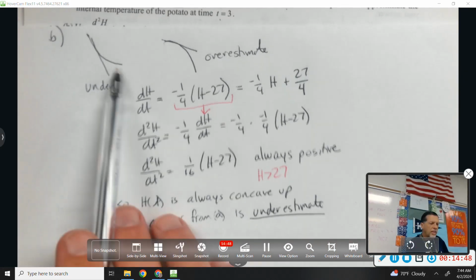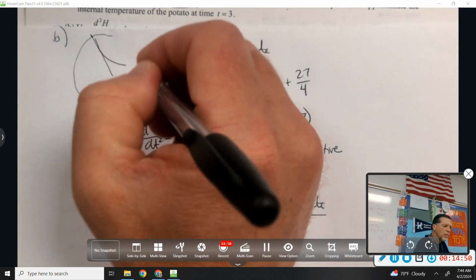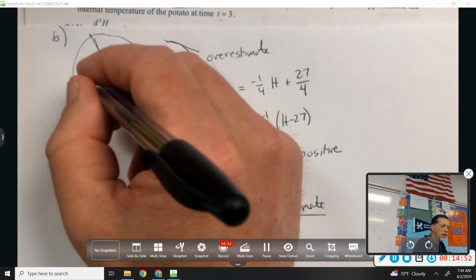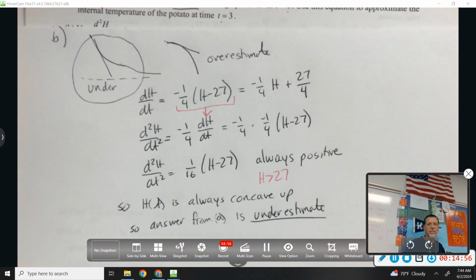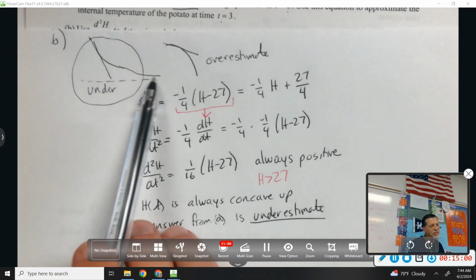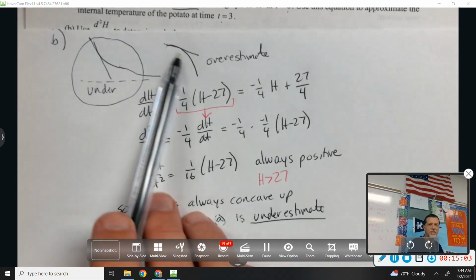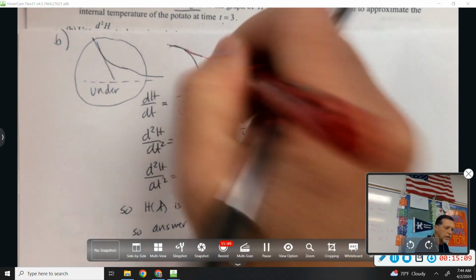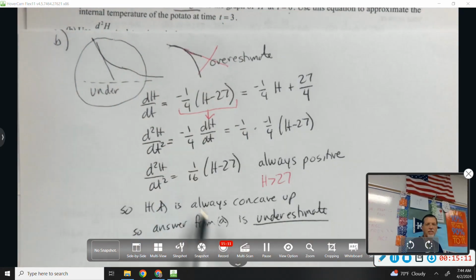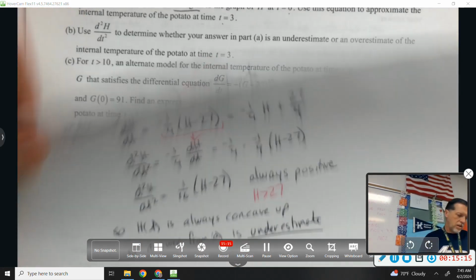And I think this makes sense. Think about the potato cooling down. Whatever it's headed toward, it's going to slowly approach that temperature, right? It's going to cool down quickly at first and then slowly cool down after that. It doesn't fall off and nosedive into room temperature. So that makes sense. So our estimate is going to be an underestimate.